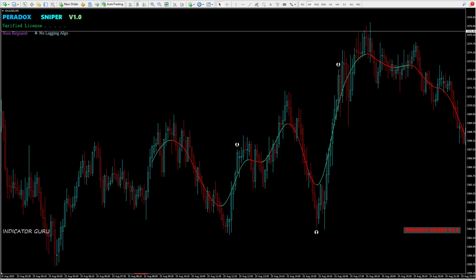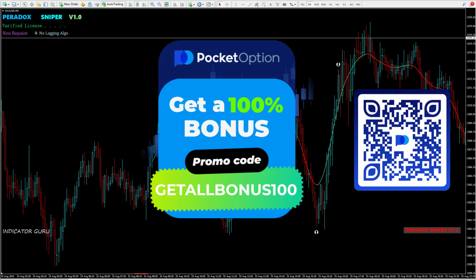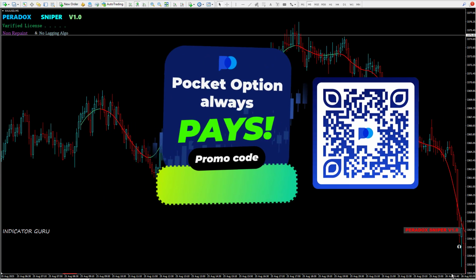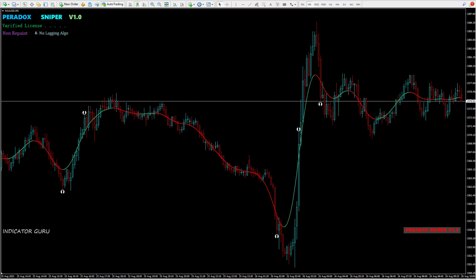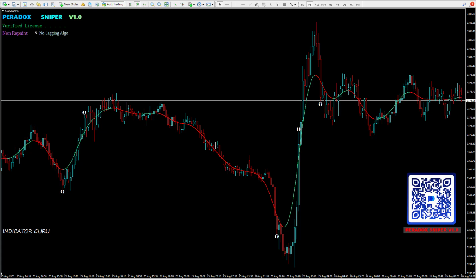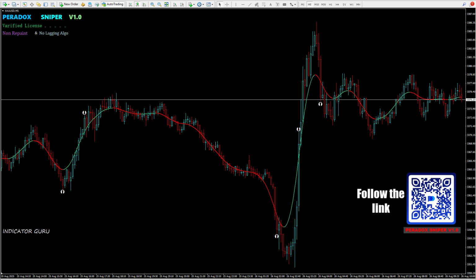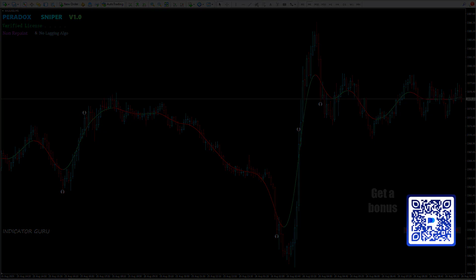Hello everyone. Today we'll look at an interesting binary options indicator, Peradox Sniper. It's unique in its own way. It's arguably one of the most accurate trend indicators discovered in many years. It operates on an original algorithm, which its creators keep strictly confidential. To calculate its values, this tool accesses specialized libraries. In this review, we will discuss how to use Peradox Sniper most effectively in binary options trading.